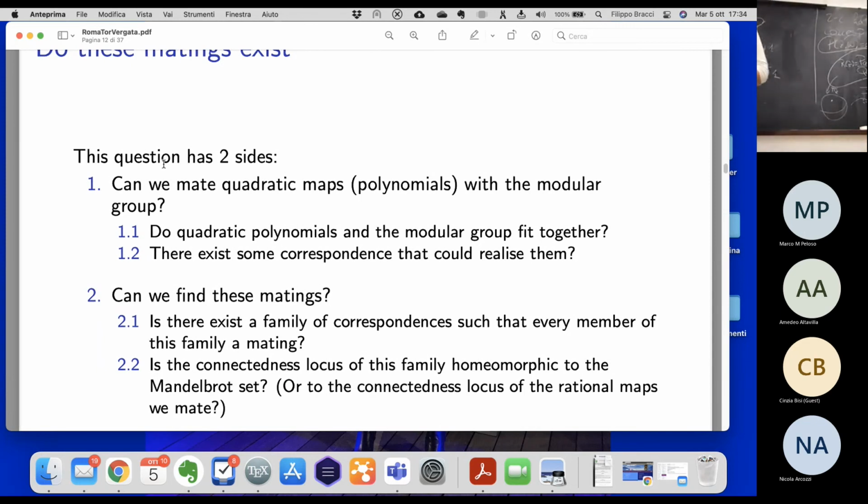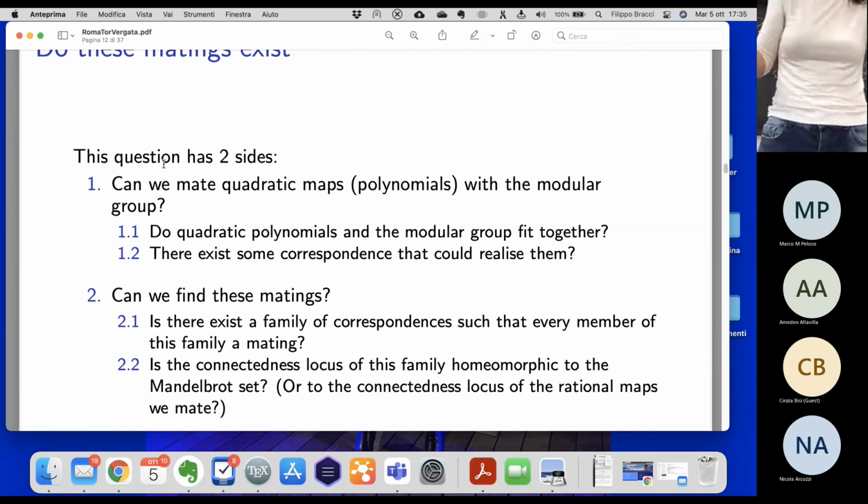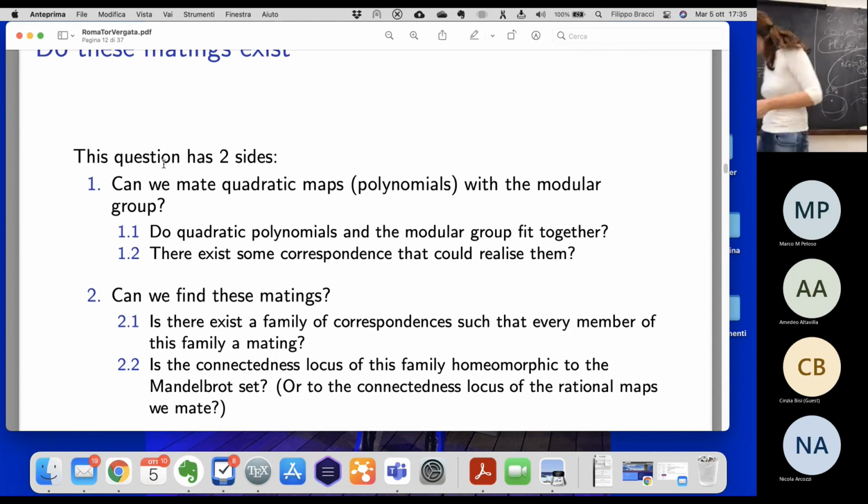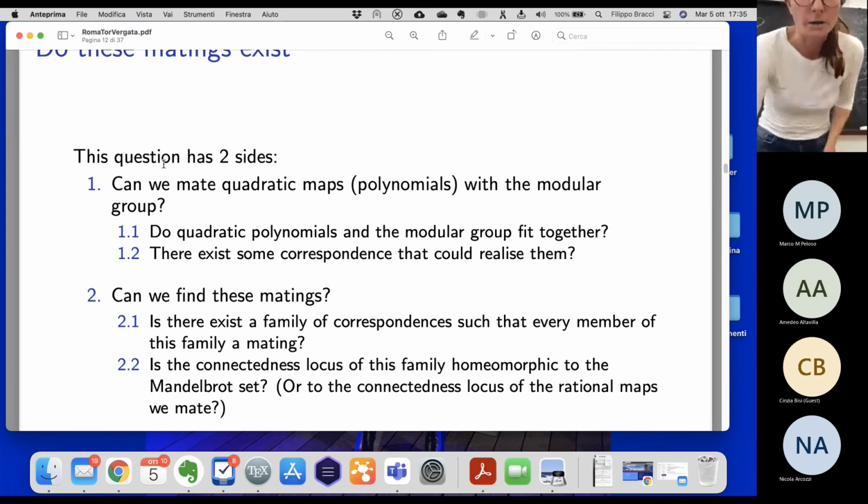And then if we answer yes, we have the other side. Is there a family of correspondences such that every member of the family is a mating between a quadratic map and the modular group? And if the answer is yes, then we can ask: is the connectedness locus of this family, the family of parameters such that the limit set is connected, homeomorphic to the Mandelbrot set? Which means, does your family organize internally like the family of maps? The first side of the question has been solved by Shaun and Chris, and I will tell you briefly the answer, before I enter the second part.